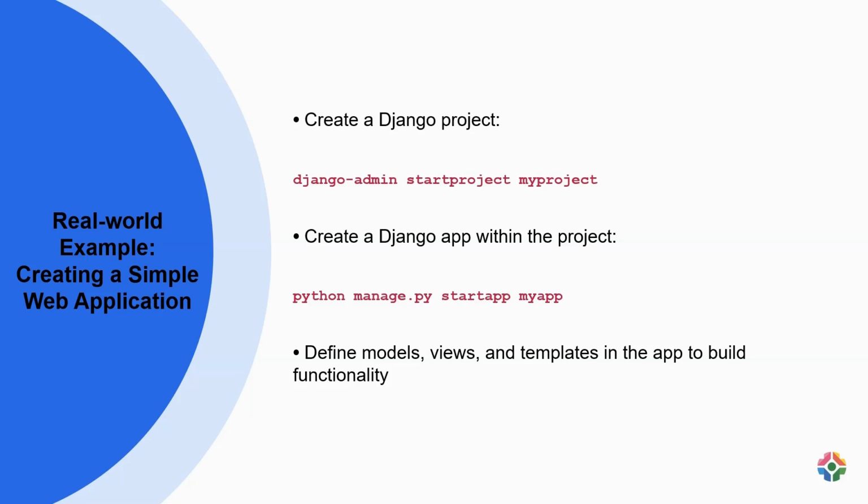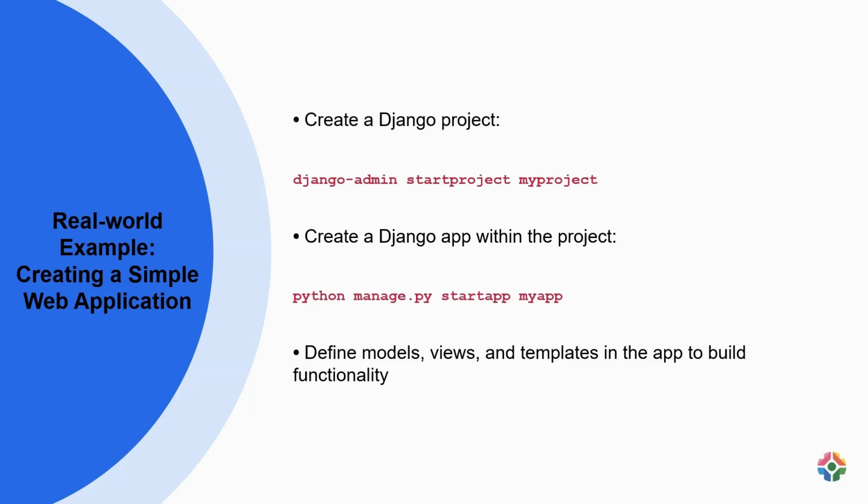To create a Django project, use the command django-admin startproject myproject. Then, to create a Django app within the project, run python manage.py startapp myapp. After creating the app, you can define models to represent your data, views to handle user requests, and templates to render the HTML content. This structured approach ensures a well-organized and functional web application.